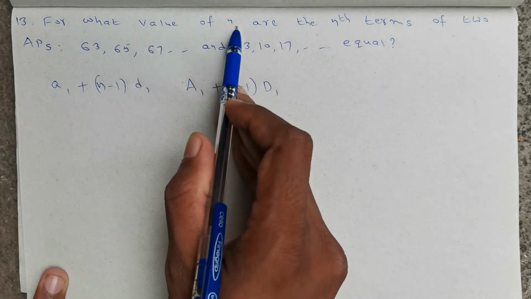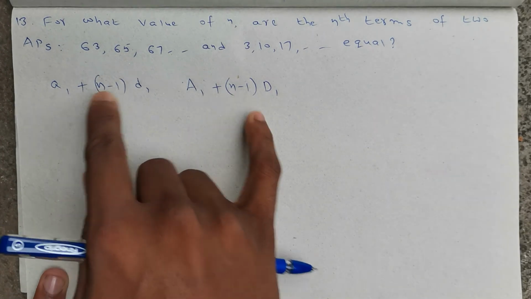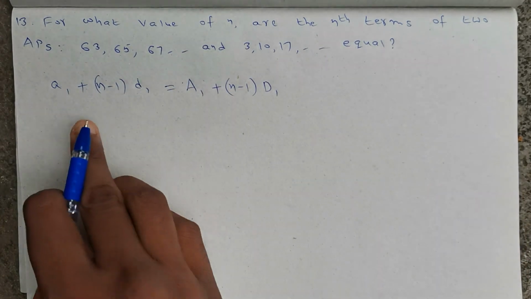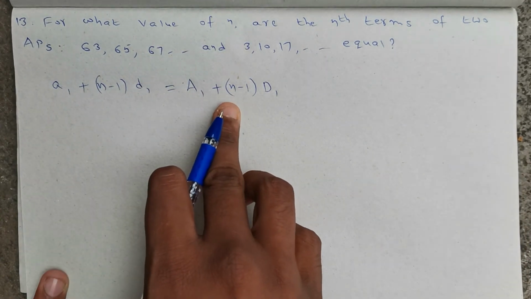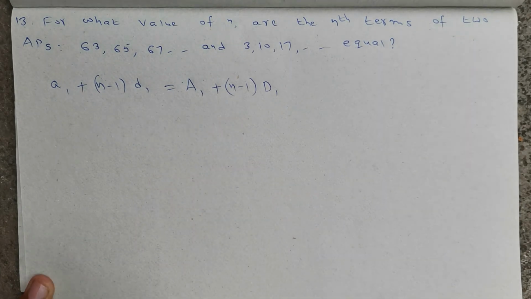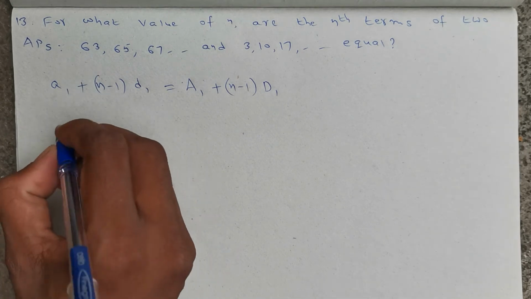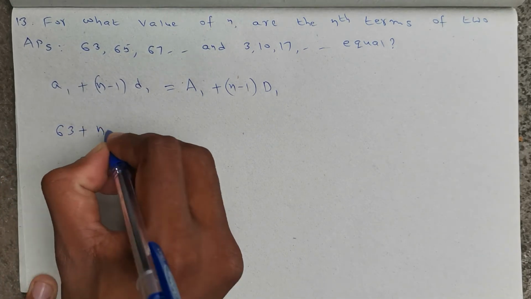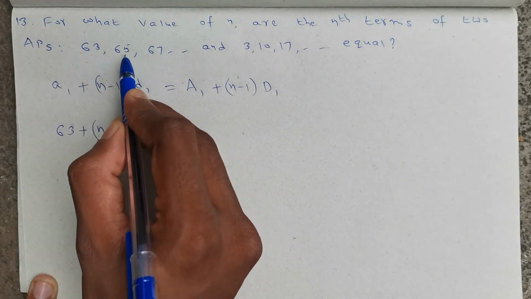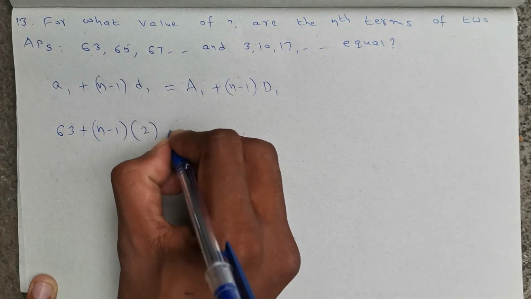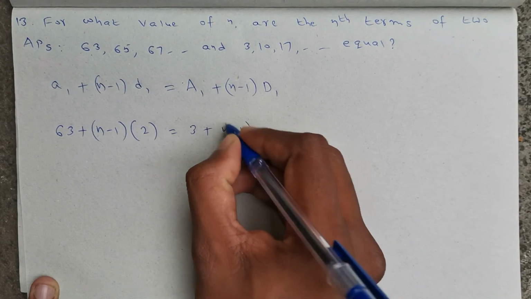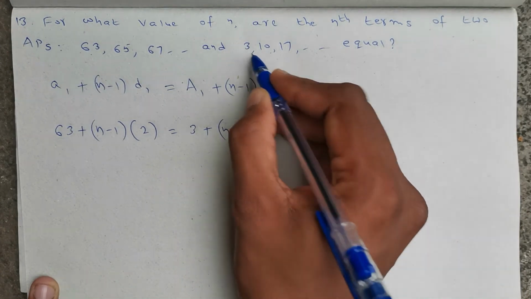Now for what value of n, this n value is the same, we need to find that. The nth terms of two APs are equal. So nth term of the first AP is equals to nth term of the second AP. Now let us substitute the numbers. A1 first term 63 plus n, value we don't know, n minus 1 into common difference, second term minus first term, 65 minus 63, 2, is equals to first term in the second progression 3 plus n minus 1 into d, common difference 10 minus 3, 7.